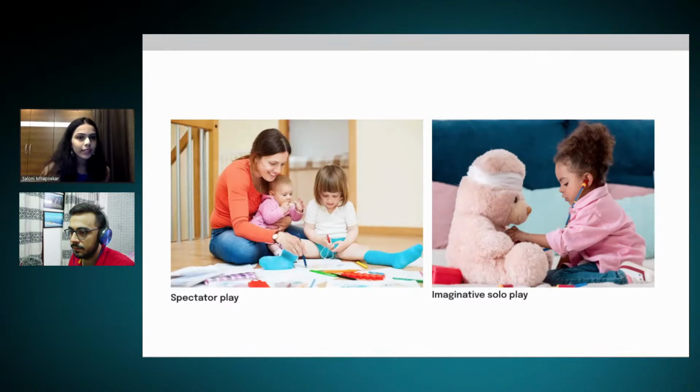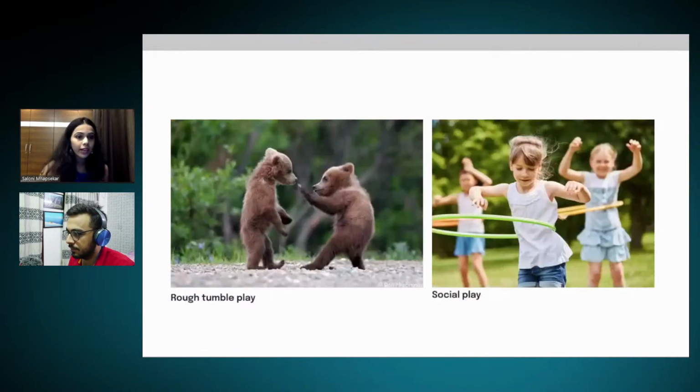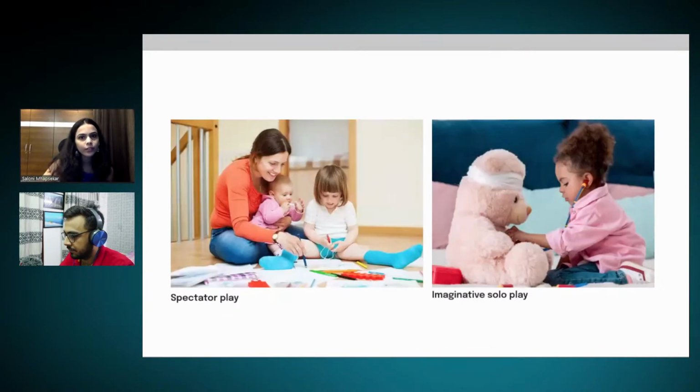So spectator play is basically when a child learns by watching his siblings or parents playing. Imaginative solo play is when the child creates his own world and stories and learns to play through that. Rough and tumble play is something which is around us. Animals do that all the time, or in games, boxing, kabaddi, we do that. And social play is where all of us used to go to play every evening, I'm sure, and used to be back by 7. What I don't like about these images is the absence or lack of adults.